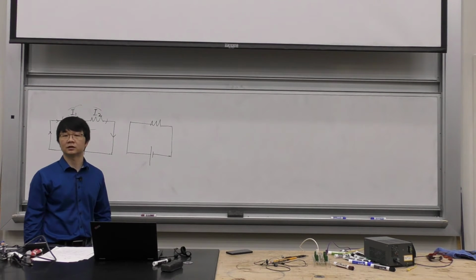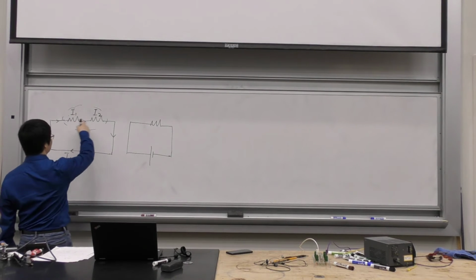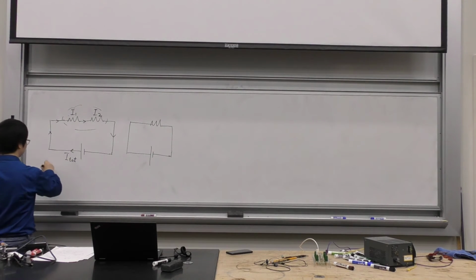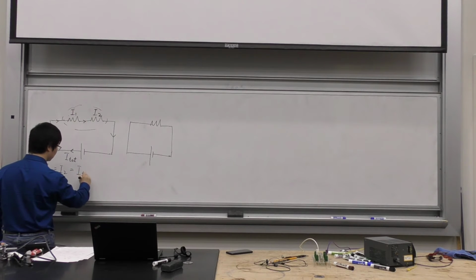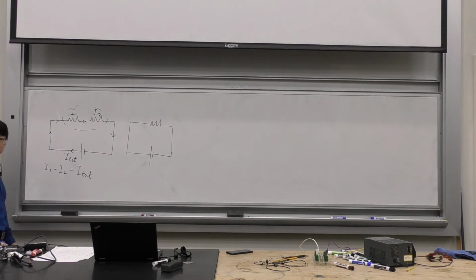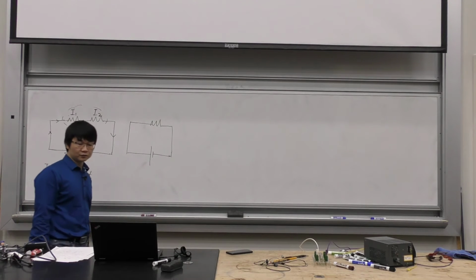So there's only one current, right? It's actually the same current everywhere, okay? So the current is going to be the same everywhere in the series circuit. So I hope this is intuitive, okay? Now what about the voltage?